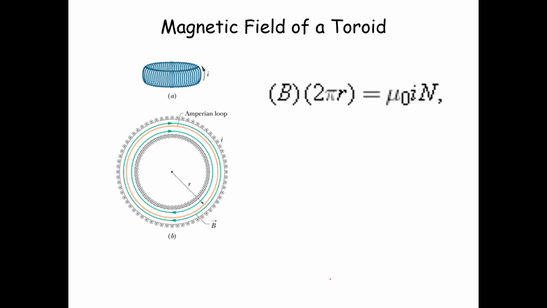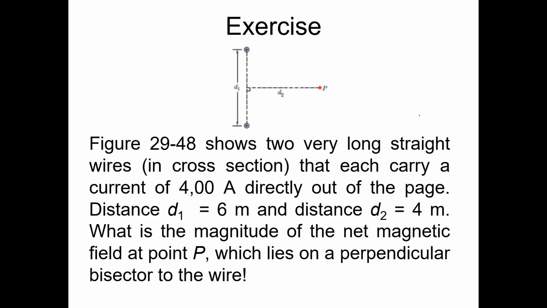This is for the toroid. It's like a solenoid, but they make a circular shape like this. So we can use this: B dot 2 pi r is equal to mu 0 I N. So B is equal to mu 0 I N per 2 pi dot 1 per r.